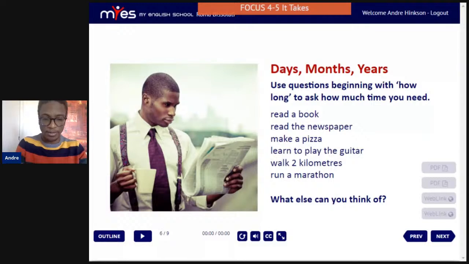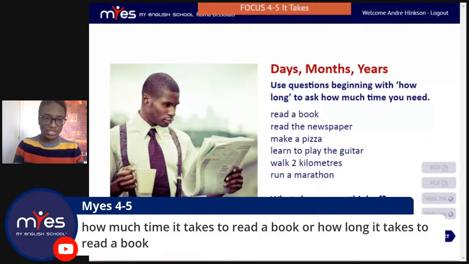to read a book. So we can use both of these questions. You can use how much time it takes to read a book or how long it takes to read a book. Remember, when we're using time, we use much because time is uncountable and we use much with uncountable nouns. Or you can just ask how long it takes to read a book. So both are correct. You can use both of them.